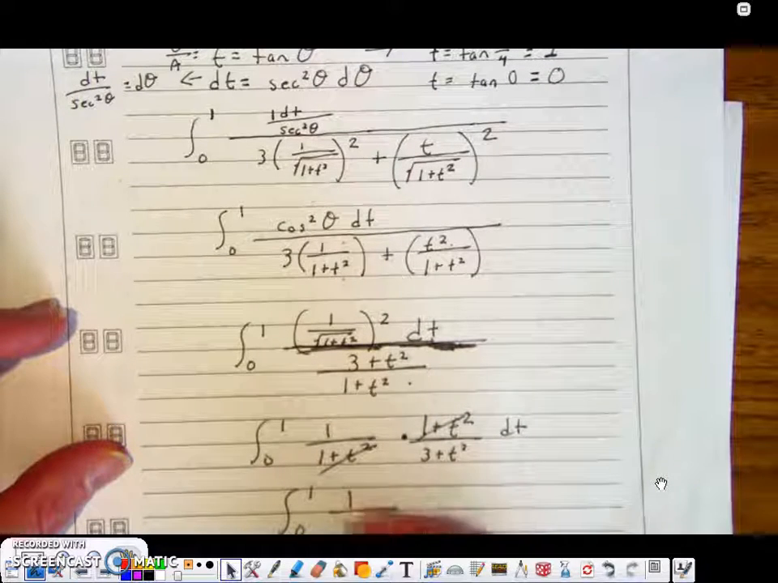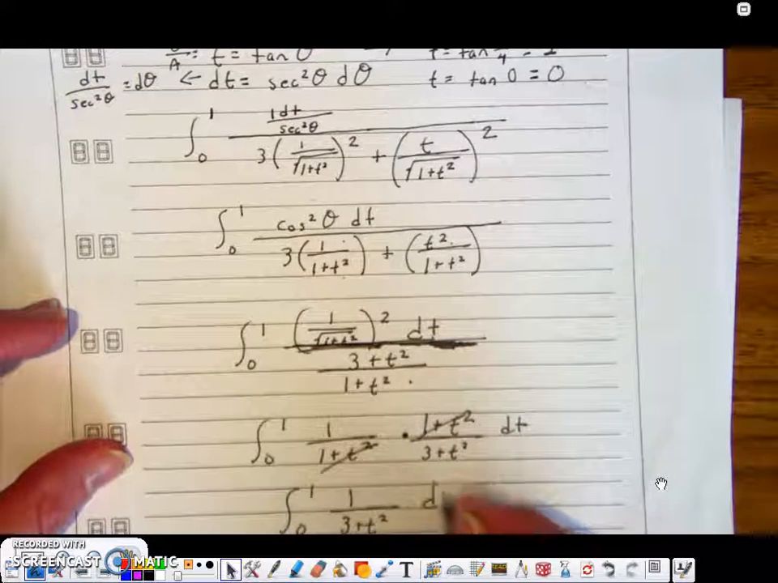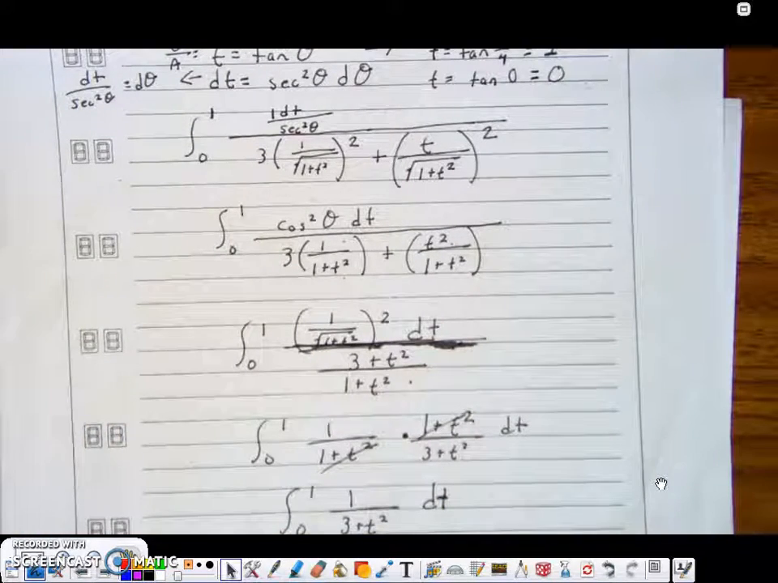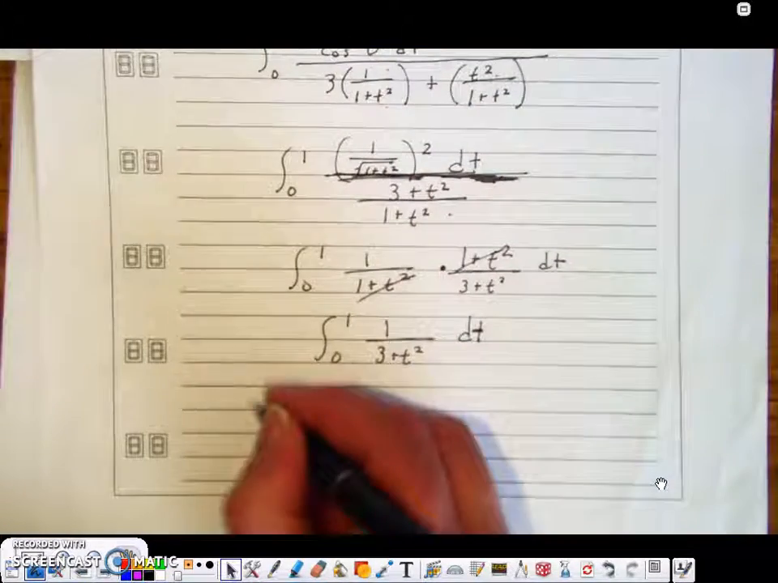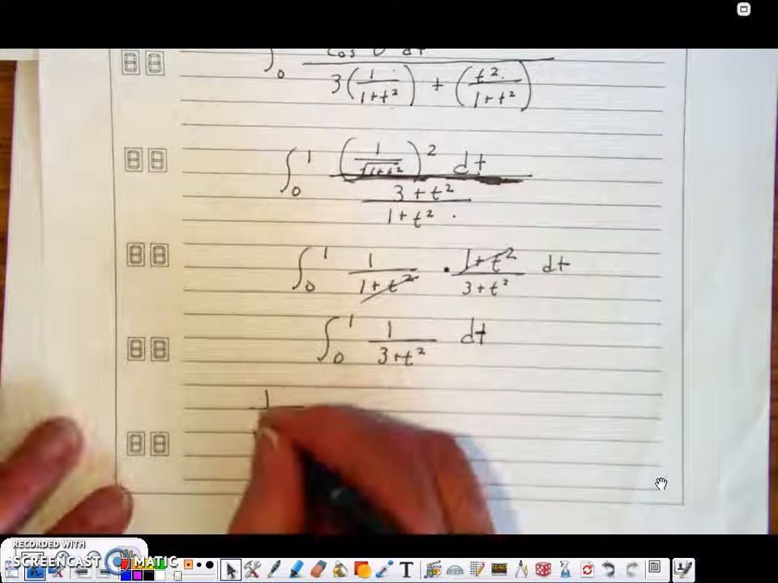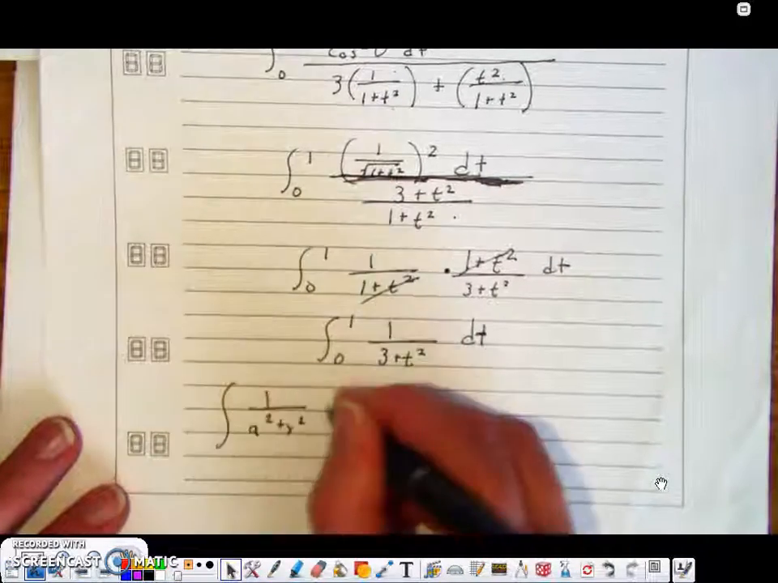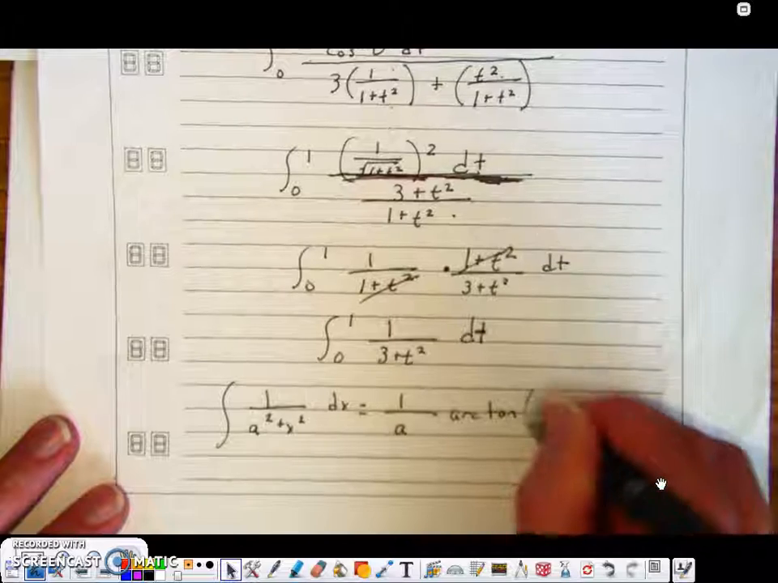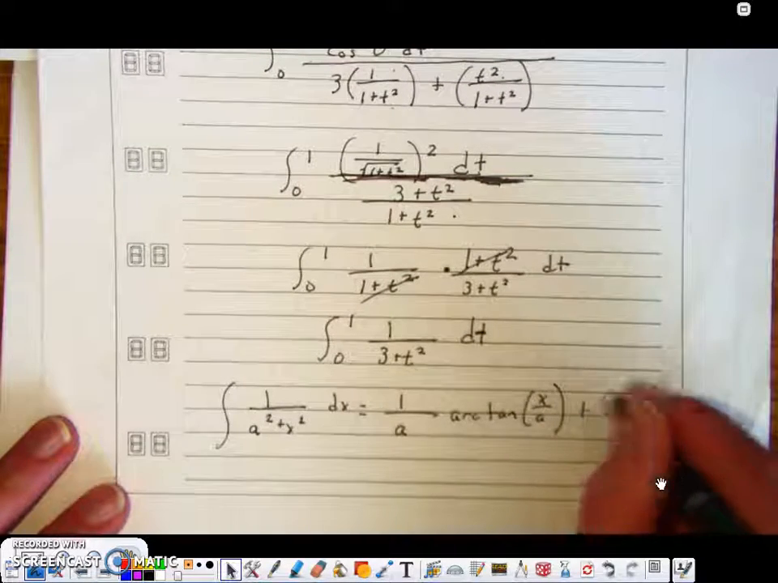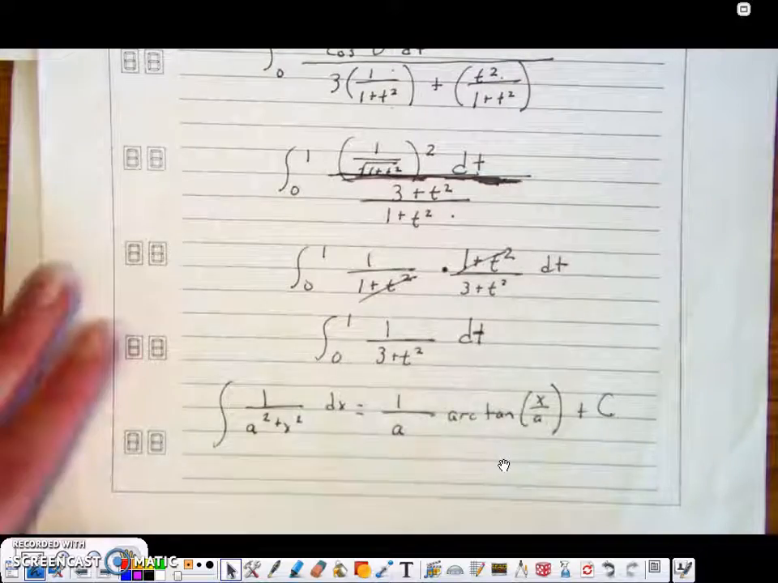And now would be a good time to start looking at the formula sheets and see if you remember what that is. Okay, so it is arctan. Good. It's this right here. So I'm just going to write the formula there so we'll have it close by to look at. 1 over a squared plus x squared dx, and it's 1 over a arctan x over a plus c. Of course, we're not going to need the plus c because it's a definite integral.